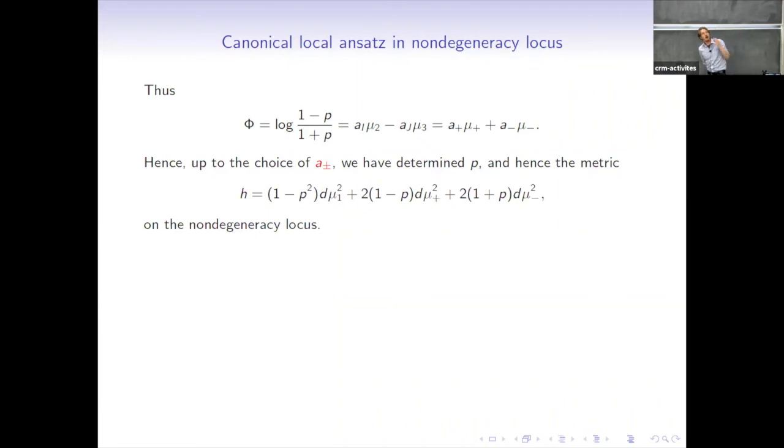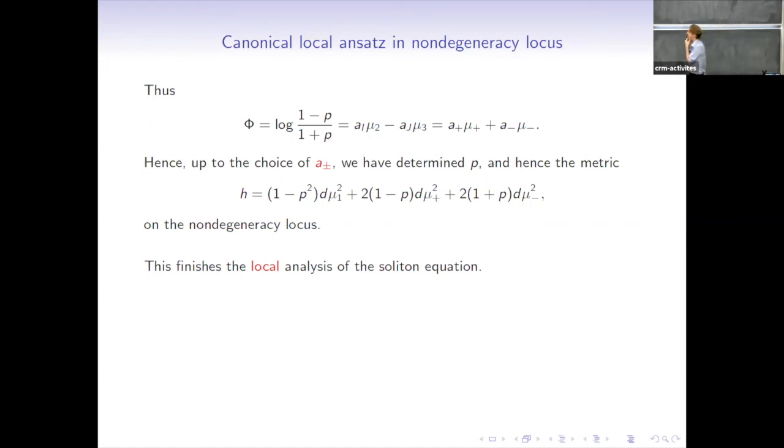So now, up to the choice of these constants a plus and a minus, we have p. Once we have p, we have this metric h that I wrote before, at least much more concretely now, at least on this non-degeneracy locus. So again, all this story is assuming that omega is non-degenerate, that it's genuinely symplectic. So this finishes, if you like, the local analysis of this Solomon equation.